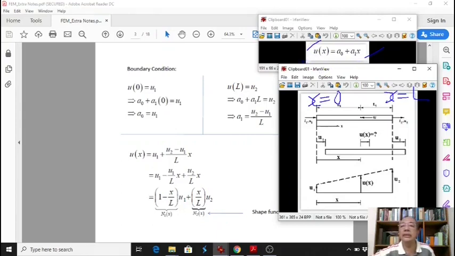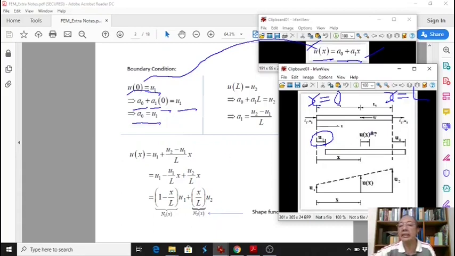So we impose the boundary conditions. At x equal to 0, U equals U1. Using this function, U at x equal to 0 is A0 plus A1 times 0, so this is equal to U1. So we found that A0 equals U1.